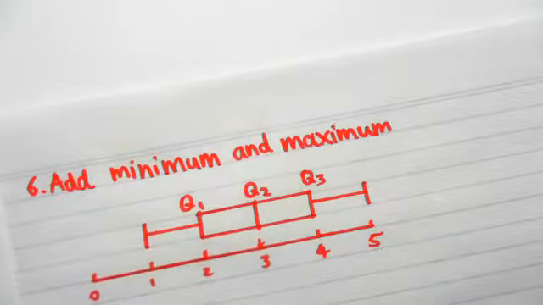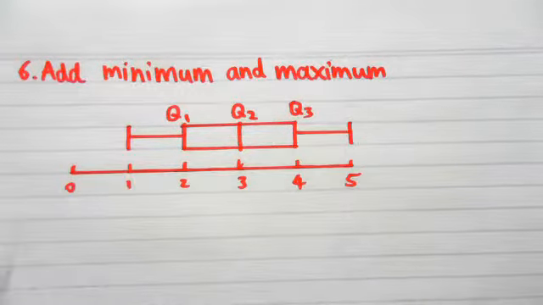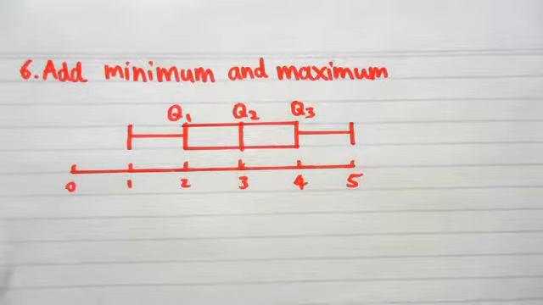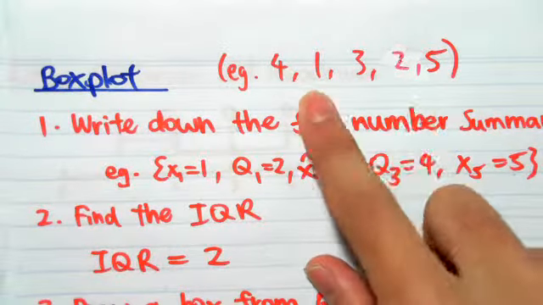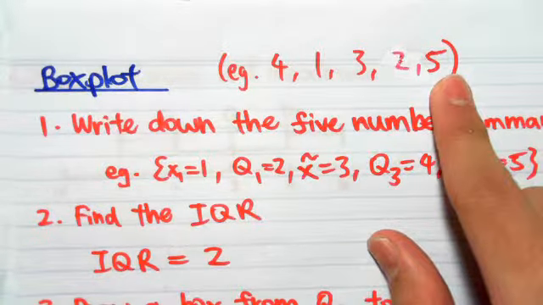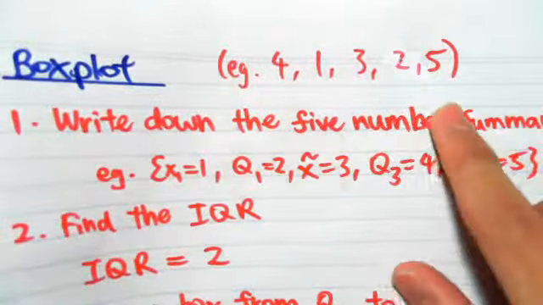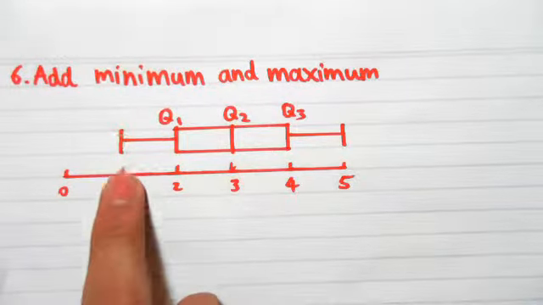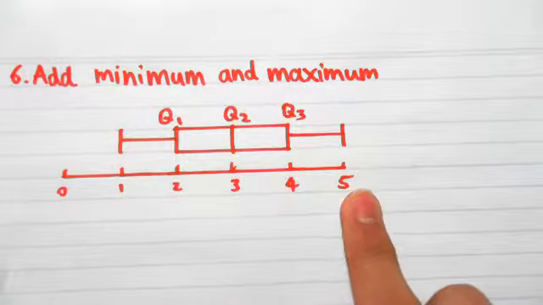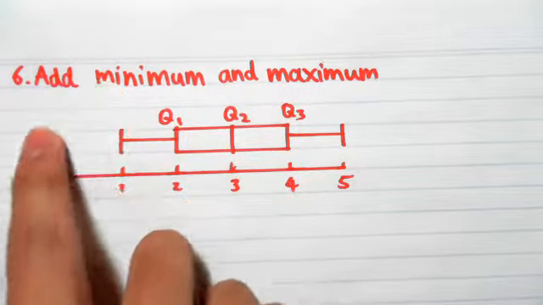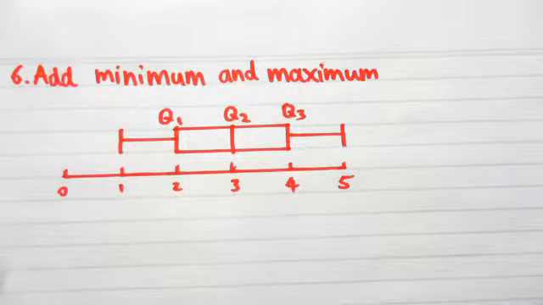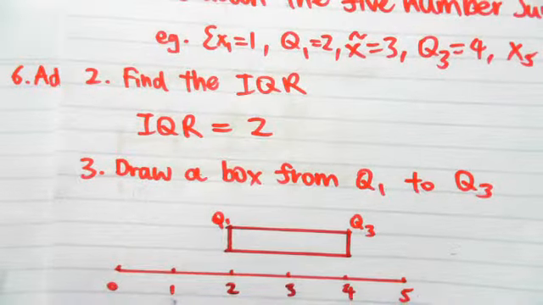Now we add our minimum and maximum into the box plot. Looking at our example, our minimum is just 1 and our maximum was 5. The maximum number in the set was 5 and the minimum number in the set was 1. So we draw a line at 1, our minimum, and a line at 5, our maximum, and then we connect the lines to the box, completing our box plot. So this is basically our box plot, and that's basically it.